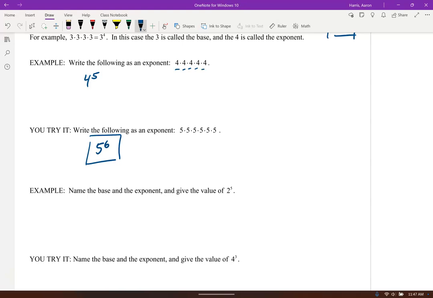Name the base and the exponent. Well, what's the base here? 2. Excellent. Thank you. Very neat. So there's our base. And of course, there's our exponent. It's 5.